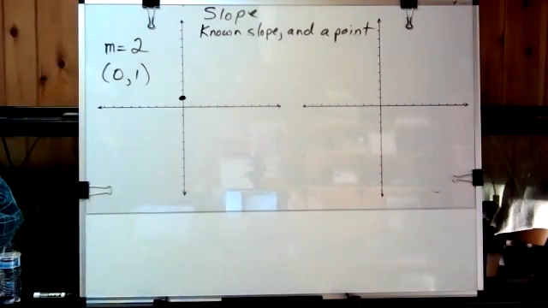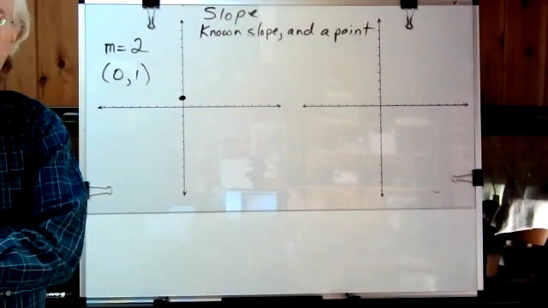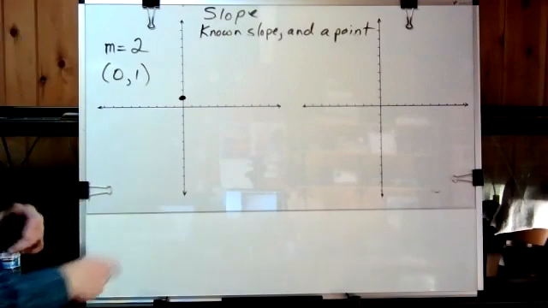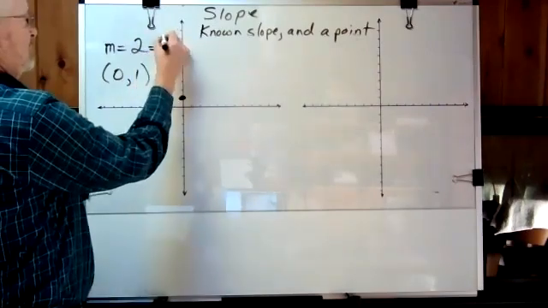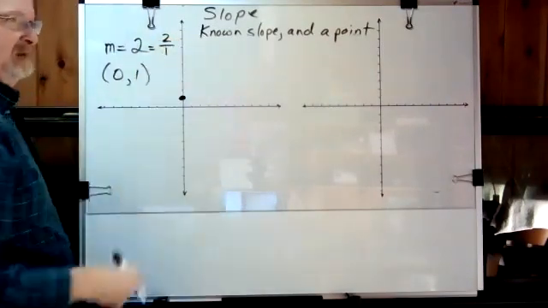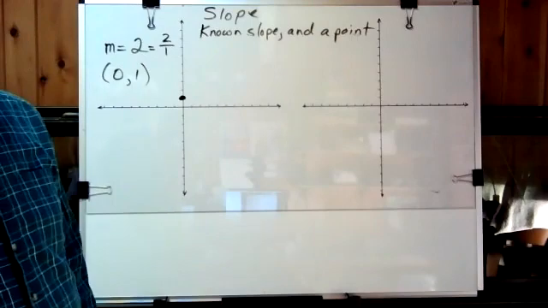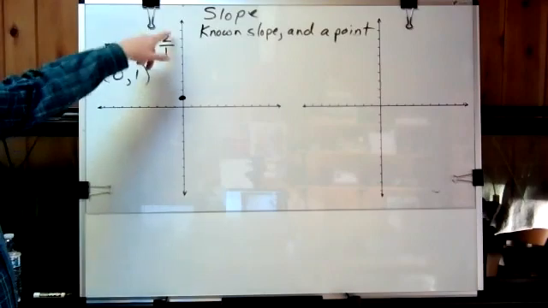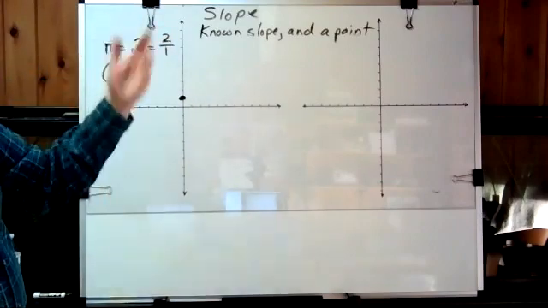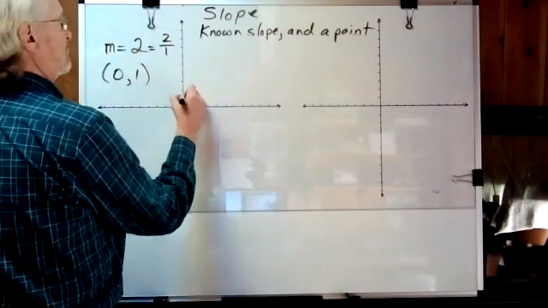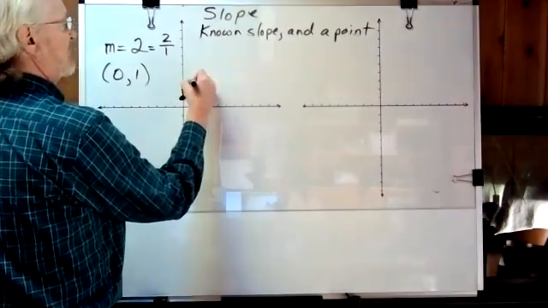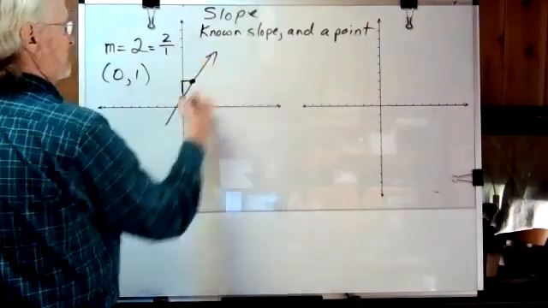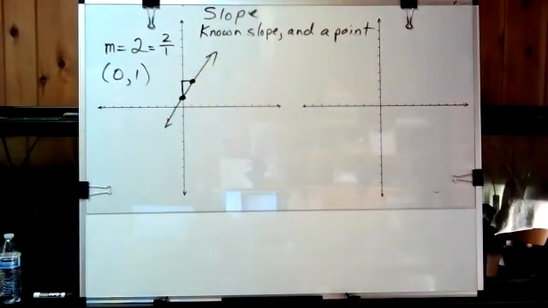My slope is 2. Here's why I've been writing those integer slopes as a fraction. Think of that as 2 over 1. So I can see the rise and I can see the run. So from my starting point, I go up 2 and over 1. There should be a second point right there, and I can connect the dots. Use the slope along with a given point.